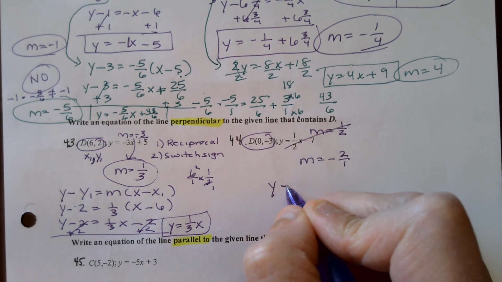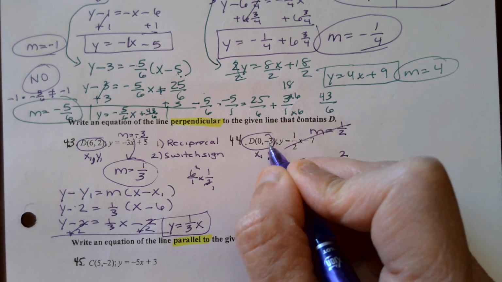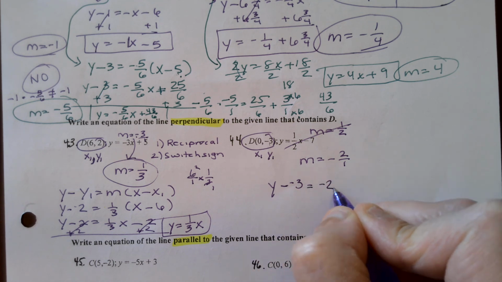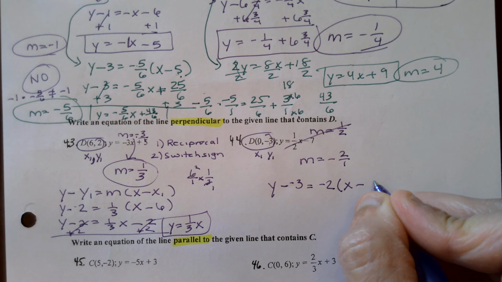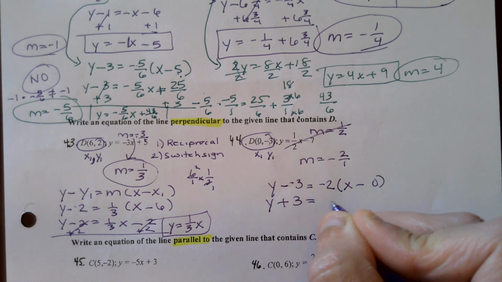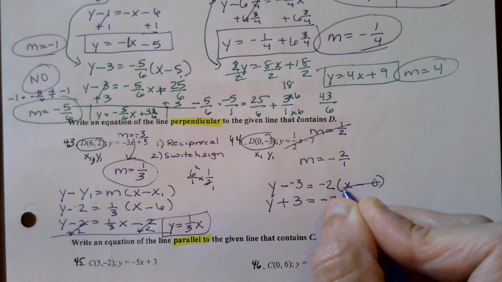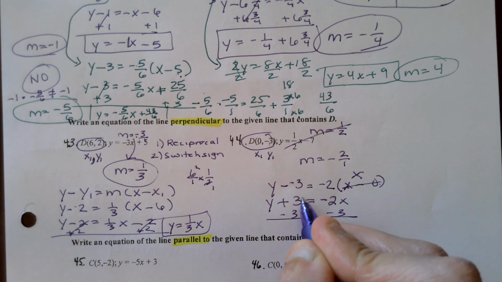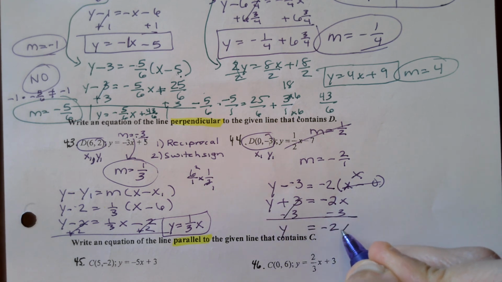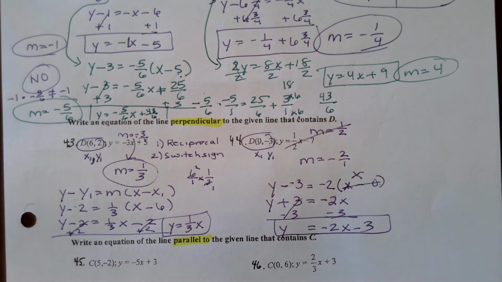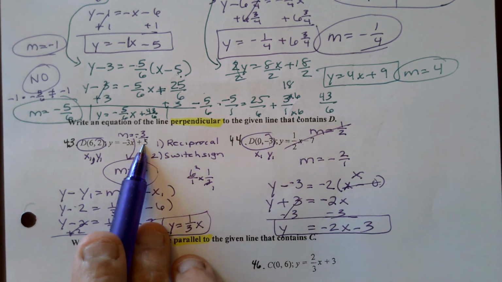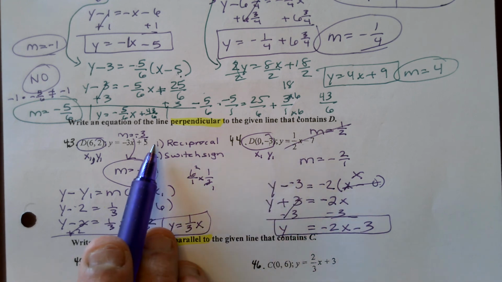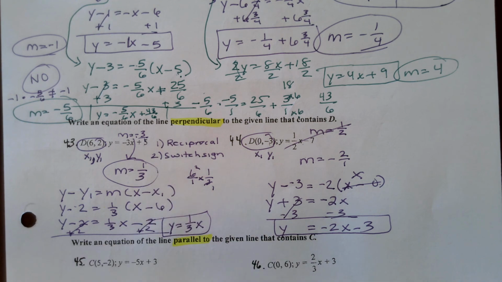So y minus y1, a -3, be very careful there, equals slope, -2, times x minus 0. So y plus 3 equals -2, and x minus 0 is x, so -2x, minus 3 minus 3, y equals -2x minus 3. Okay, the y-intercepts in these are irrelevant. That is not helpful. The only thing you need from these equations that they give you when you're looking for a different line is a slope.